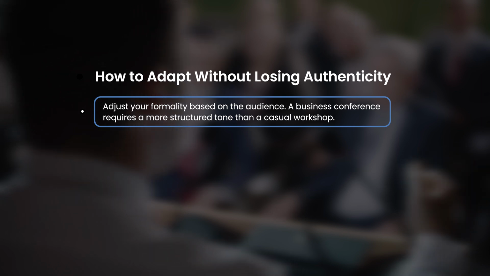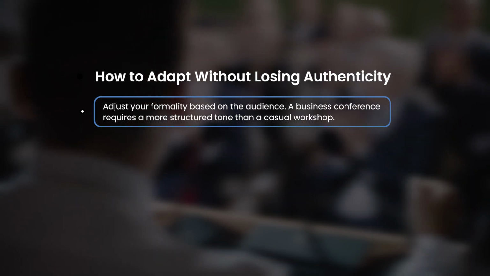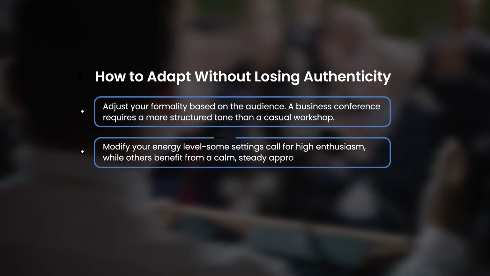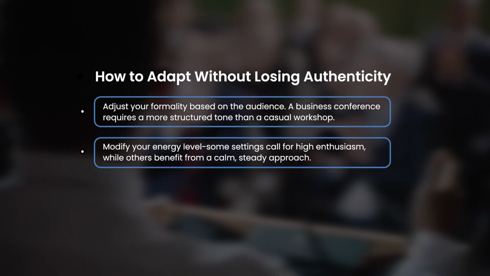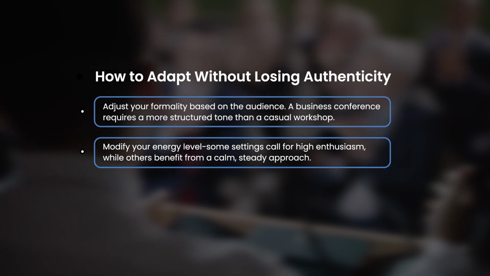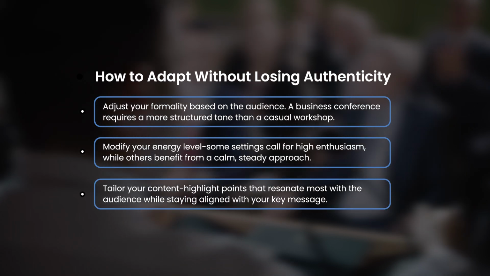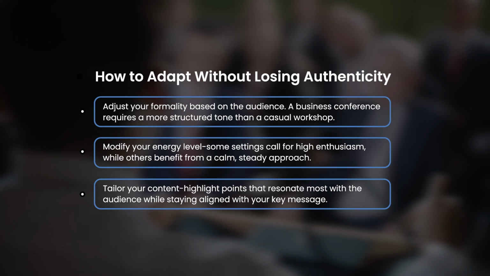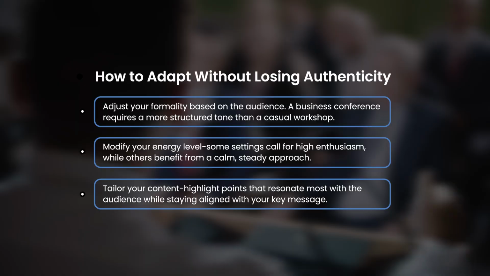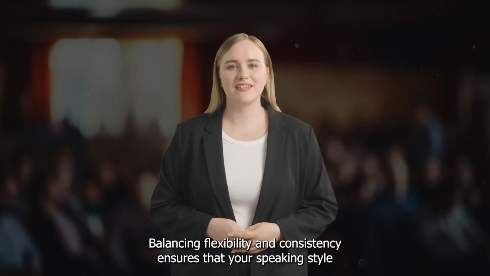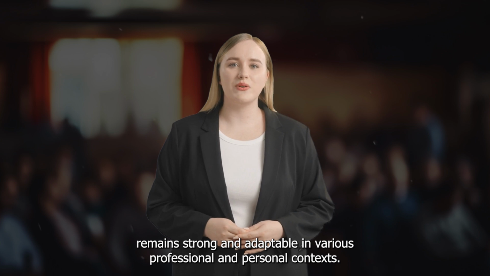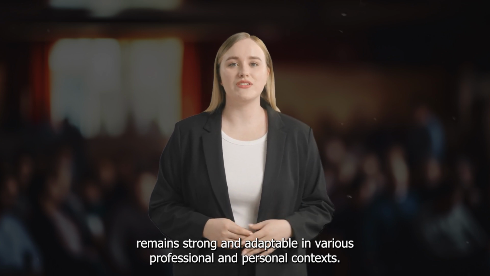Adjust your formality based on the audience. A business conference requires a more structured tone than a casual workshop. Modify your energy level. Some settings call for high enthusiasm, while others benefit from a calm, steady approach. Tailor your content. Highlight points that resonate most with the audience while staying aligned with your key message. Balancing flexibility and consistency ensures that your speaking style remains strong and adaptable in various professional and personal contexts.